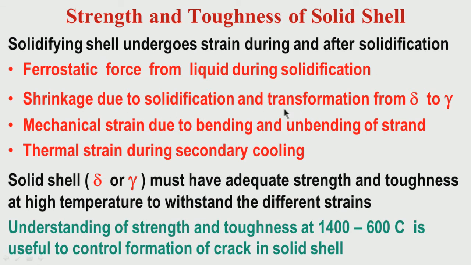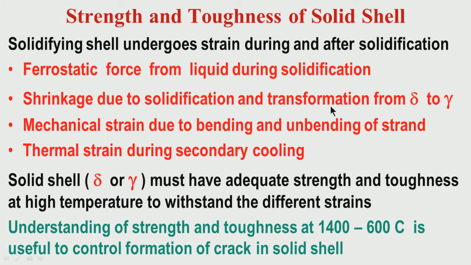Number two, shrinkage due to solidification. Whenever there is a solidification, there is a volume change, due to which there is a density change, and that is why there is a shrinkage. Lower volume means there is a shrinkage. So, due to shrinkage, again there will be a force on the solid shell. Again, if there is a transformation from delta to gamma, that means initially delta is forming and then delta is transforming to gamma, then this transformation also causes transformation strain. So, due to shrinkage, liquid to solid, whether delta or gamma, there is a shrinkage strain.